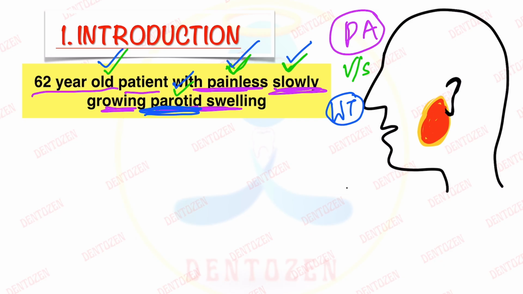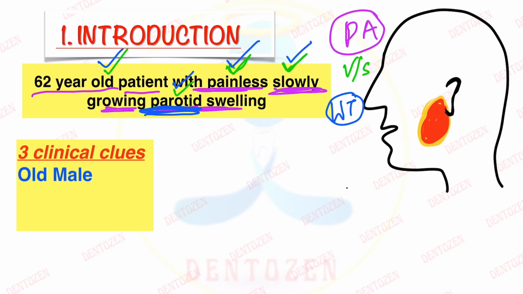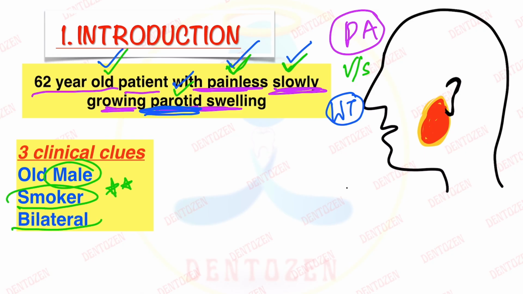But if your patient gives you additional clinical clues, then it can point towards Warthin's tumor. And what are those three additional clues? If your patient is old male patient, he has a history of smoking, strong association with smoking, and the tumor is bilateral, that is, it is present on both the sides. If you have these three additional clues, then it can hint towards Warthin's tumor. But it can only hint. It's not a definitive or confirmatory diagnosis. For confirmation, we have to do biopsy and look at it under the microscope.